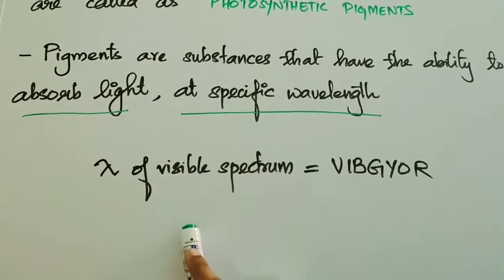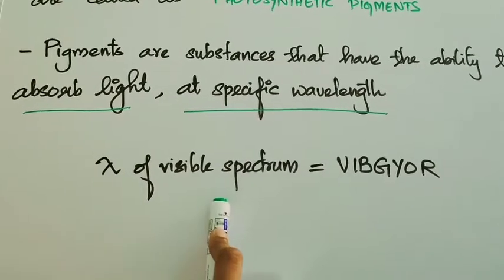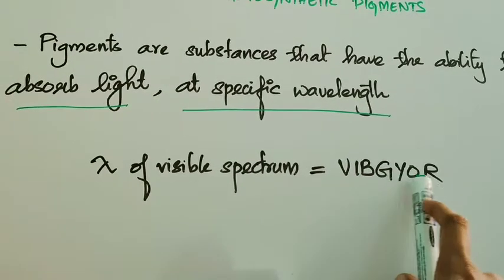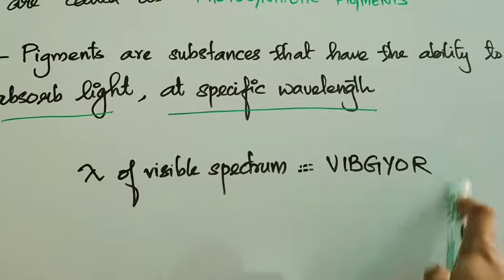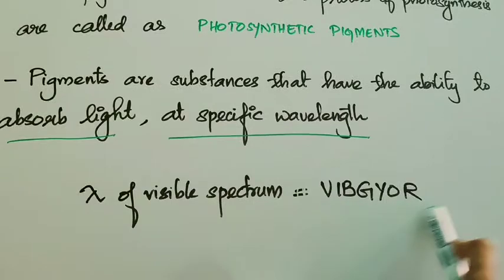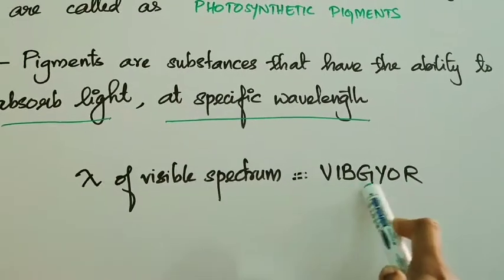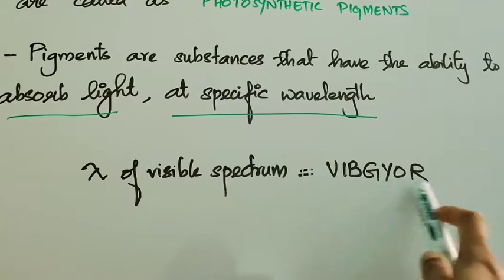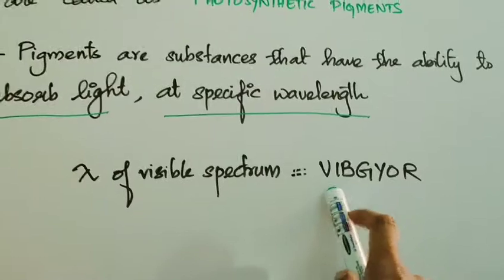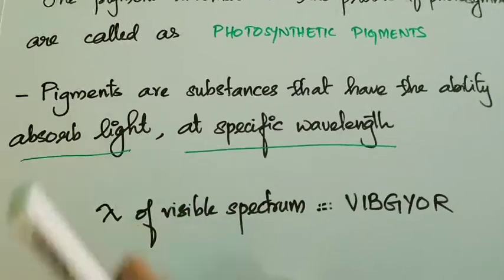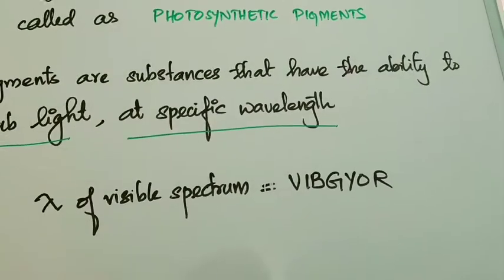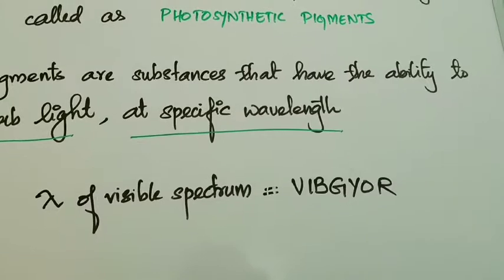You are well aware of the wavelength of the visible spectrum, which includes VIBGYOR. A white light is nothing but VIBGYOR: violet, indigo, blue, green, yellow, orange and red. This is the visible spectrum, and these pigments absorb light from the visible spectrum only, which has different wavelengths. The visible spectrum wavelength is 400 to 700 nanometers, and the same applies for the pigments in consideration also. Alright, chlorophyll A, chlorophyll B, xanthophyll and carotenoids.